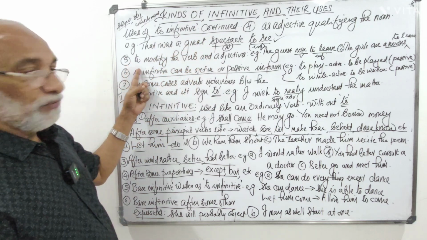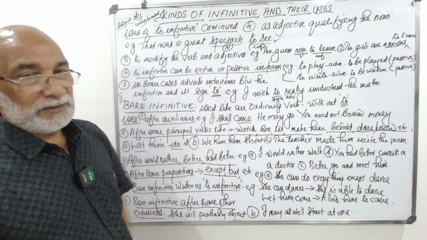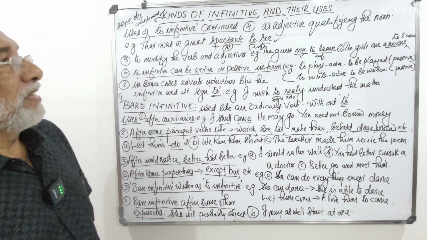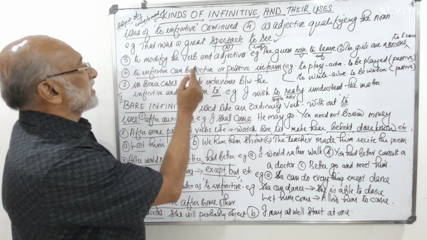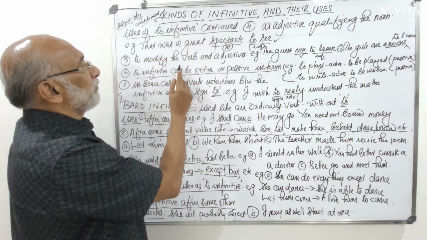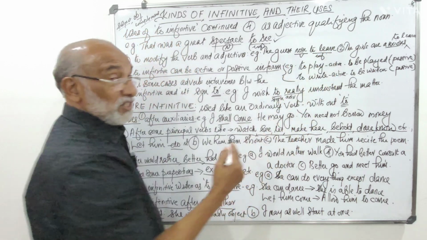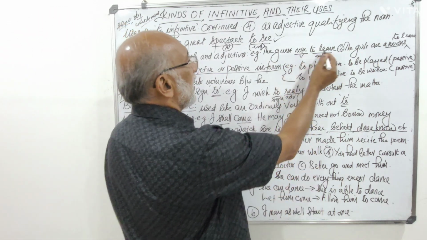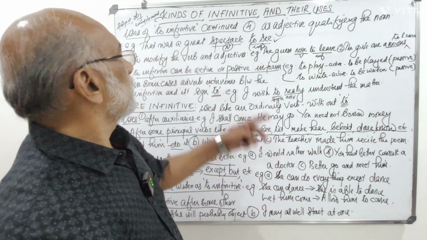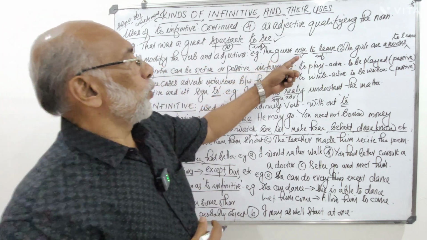Now the fifth one, it is used to modify the verb and adjectives. That means it can be used to modify both the verb and adjectives. The first one is an example to show how the to-infinitive can modify a verb. The guest rose to leave. Rise, rose, risen. You know, rose is the verb and to leave is the infinitive, and this to leave is used here to modify the verb rose.